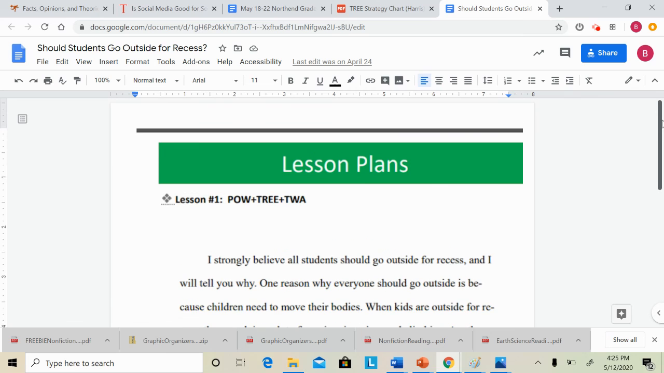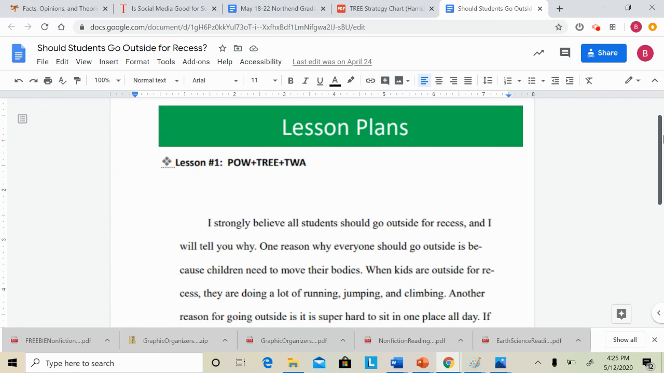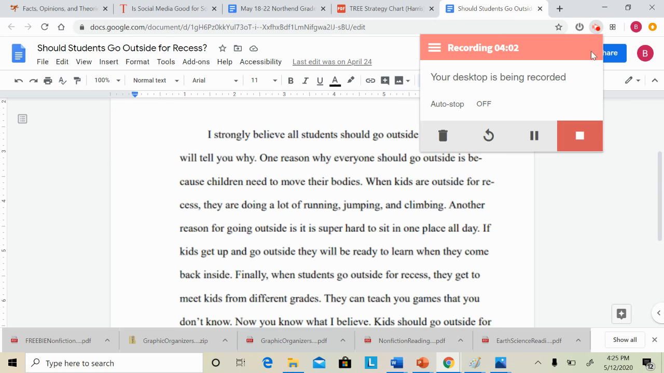But this is a good example of an opinion essay written by an actual fourth grader that contains all parts of TREE+LL. So keep working on your own writing, and thank you for listening.